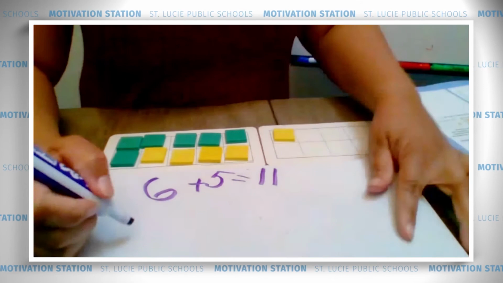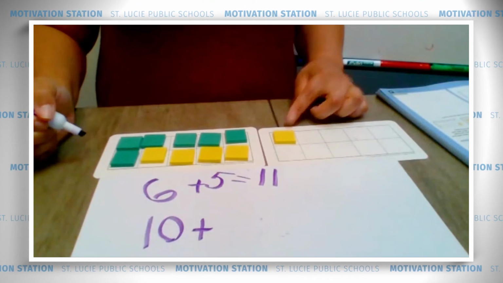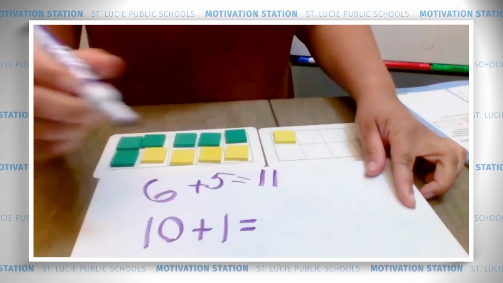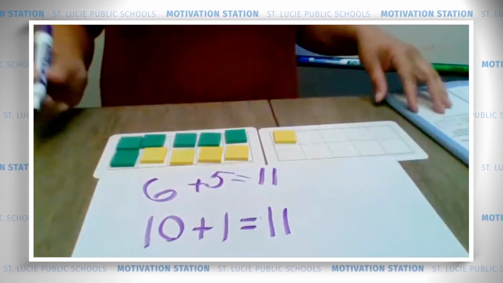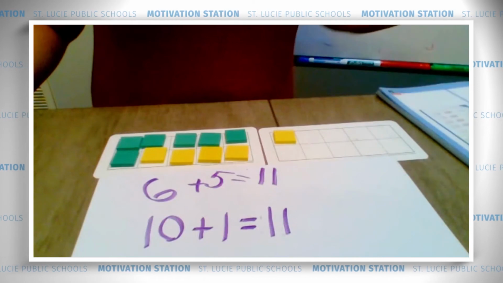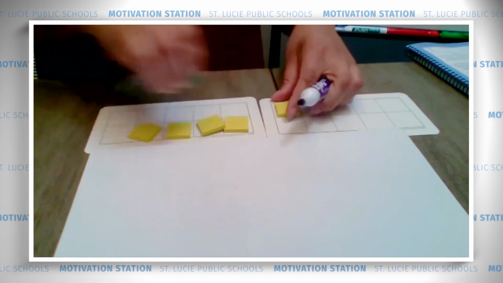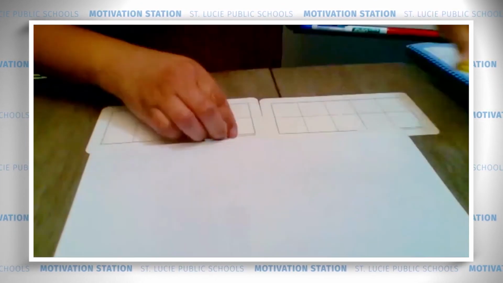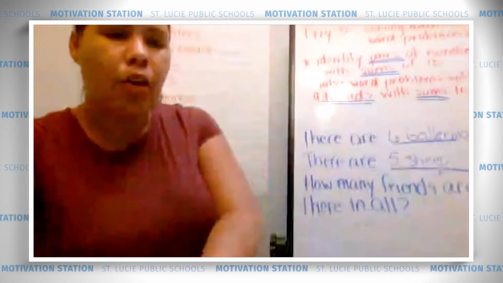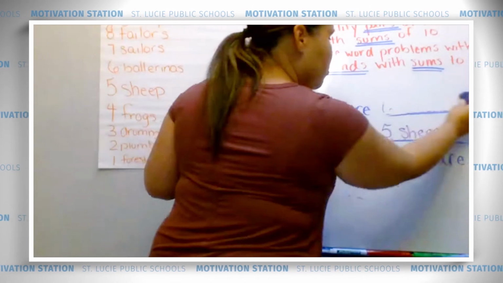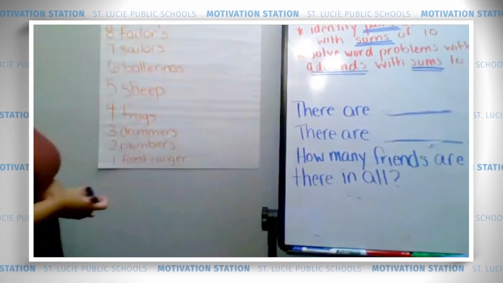When we have a full 10 frame, we say 10 plus the spillover of 1, and 10 plus 1 is the same as 11. More problems. Remember, we're practicing our visualizing of the word problem, and that helps us solve. What combination should we try next?